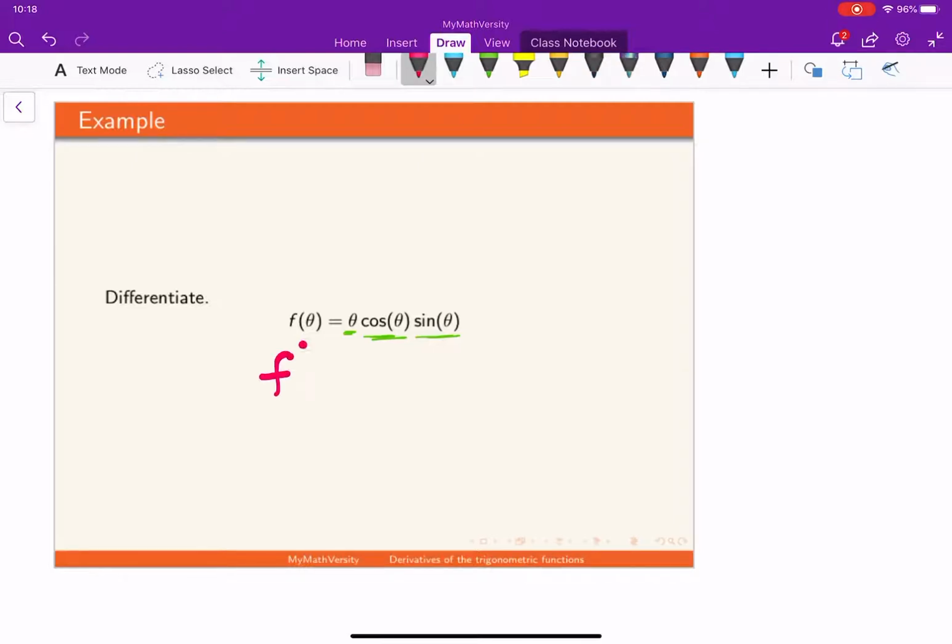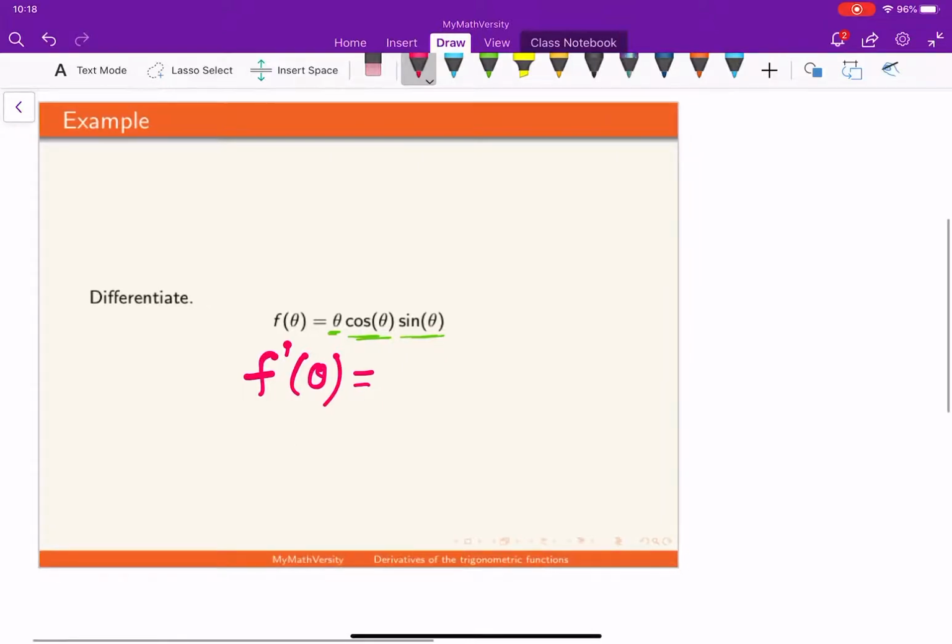So how can we find the derivative of this f with respect to theta? Definitely you might have thought about what we need to do when we have the product of functions. Then we need to use the product rule. So we need to use the product rule because we have the product of the functions.